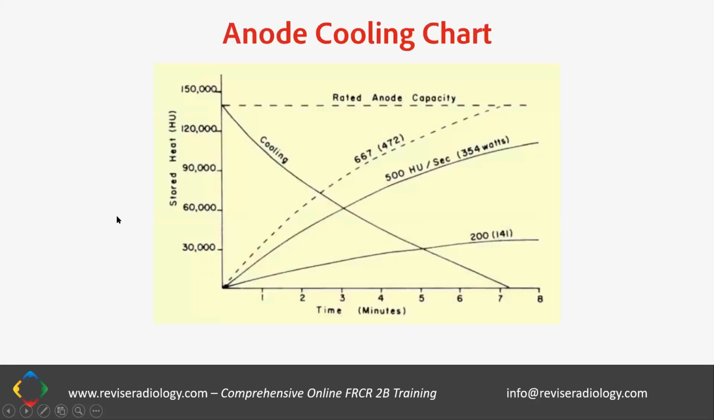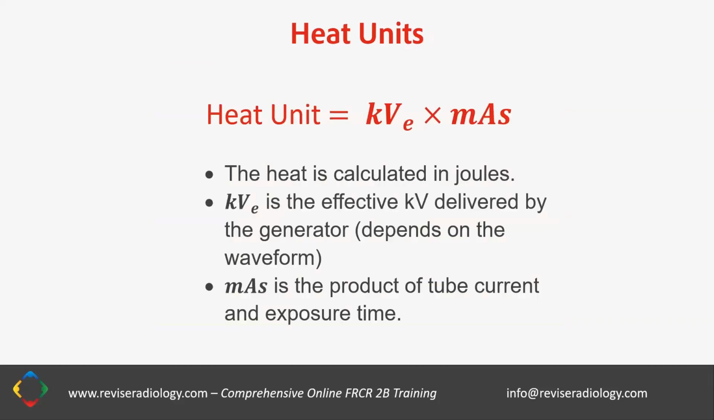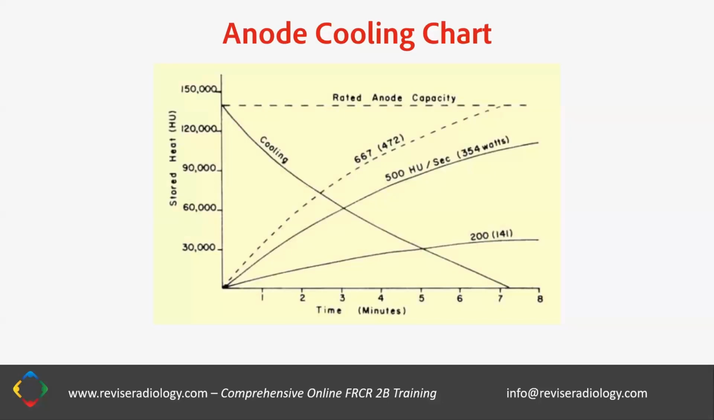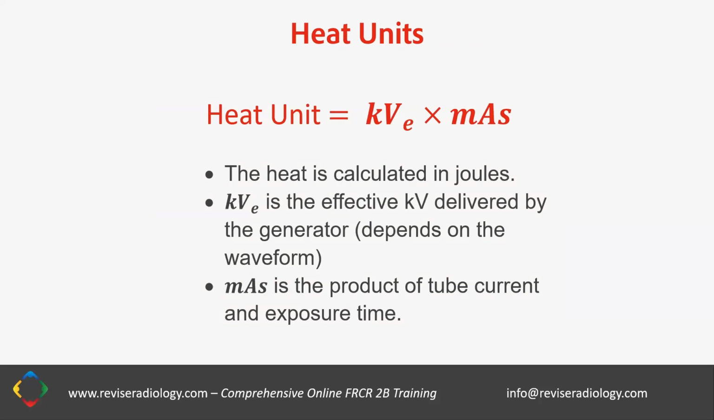It's an important term, and the reason why the heat unit is so important is because we use it to understand the tube rating, which is how much kilovoltage or watts the tube can withstand, and the anode cooling rate as well, which lets us know how much time to wait between exposures. You might see a chart like this to understand that. If you're looking at this chart, on the left-hand side is the stored heat in heat units, which we just looked at. It depends on three factors: the kilovolt, the tube current, and the exposure time.